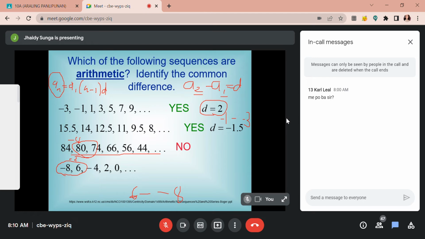-4 minus 6, it will be 10, right? All right. It would be 10. With regards to this one, I'm sorry, this is not 2. I'm mistaken. So if we have this 6, then 8, no? Or 6 minus -8, it's not 2.